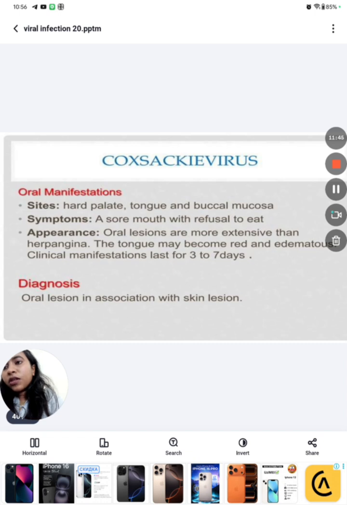Oral manifestation: hard palate, tongue, buccal mucosa. Then symptoms: sore mouth. Appearance will be like oral lesions are more extensive than herpangina. The tongue may become red and edematous.